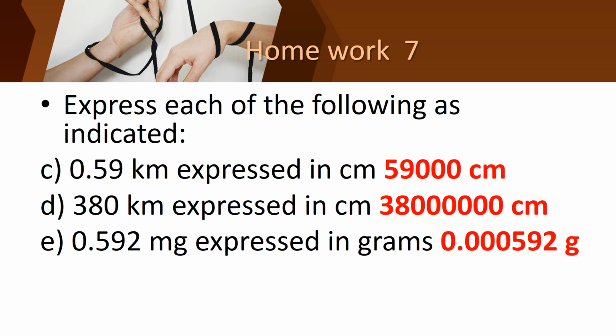So see the E question, 0.592 milligram expressed in grams. Milligram to grams, divided by 1000. Okay, children, divided by 1000. So the point moves to the left side. 3 digits move to the left side. So that is 0.000592. Have you all got these answers, children? Correct your answers.